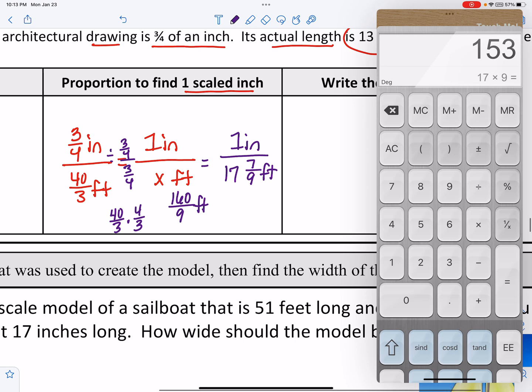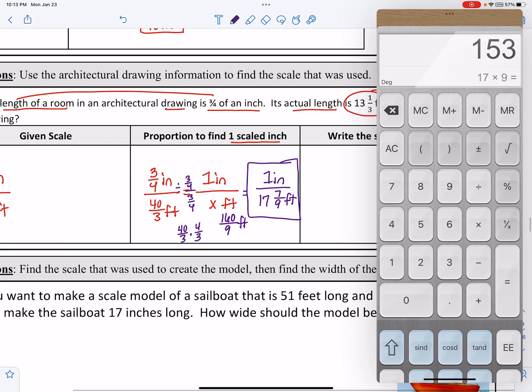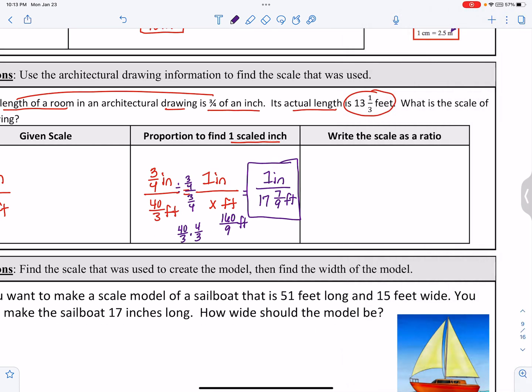Okay, and so this is our 1 inch scaled ratio. For every 1 inch is an actual 17 and 7/9 feet. So I can write the scale as a ratio. That fraction already is a ratio, or I can write 1 inch to 17 and 7/9 feet. You can write it like that as well.